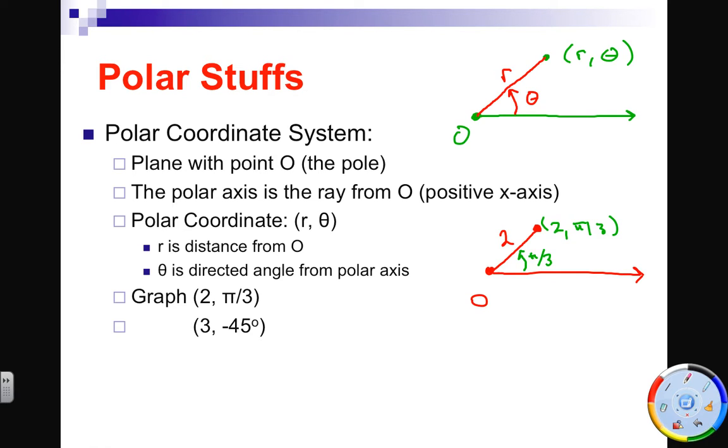We could do the same thing for this one. Let's go back to red here and say, here is my O, my origin, my pole. I'm going to go in a negative 45 degree angle, which is right about there. I'm going to create a point that is 3 units from the origin, and I'm going to label it as such, this being the point 3 comma negative 45 degrees. Okay, pretty simple, pretty straightforward. We are going to compare this to the rectangular system in a few moments.